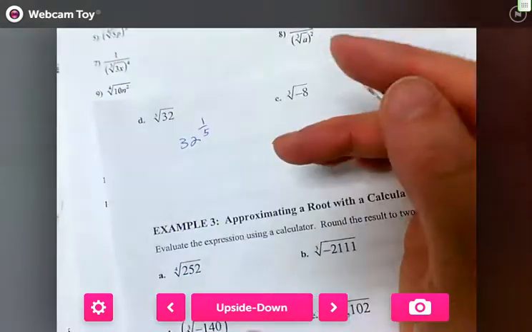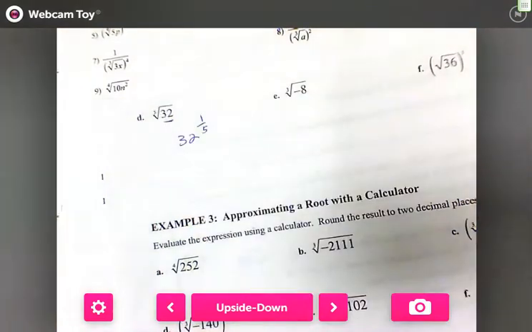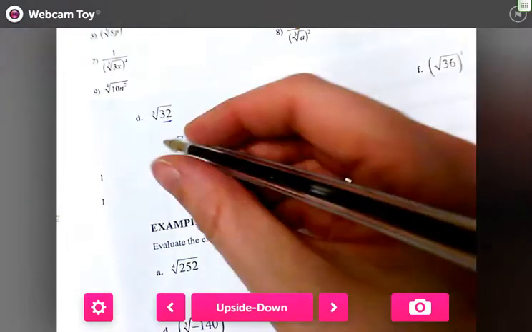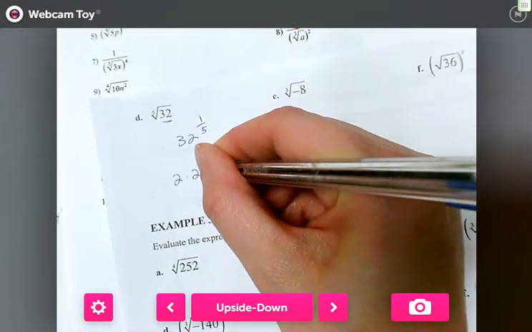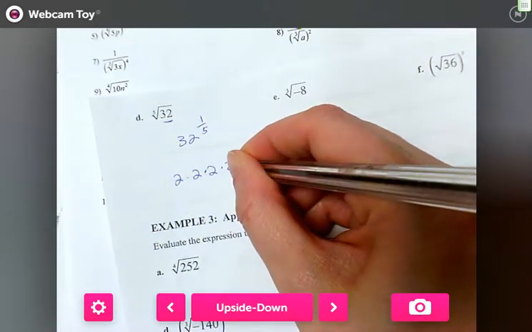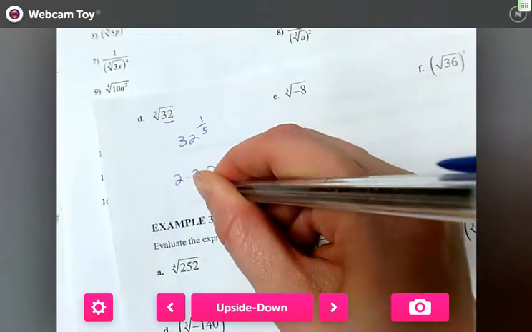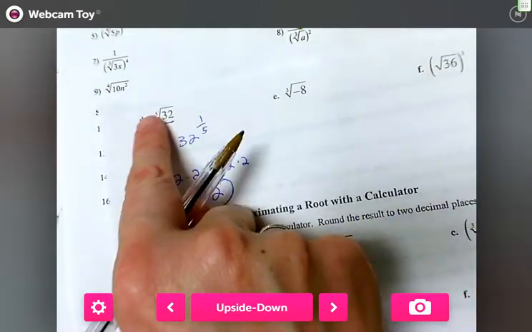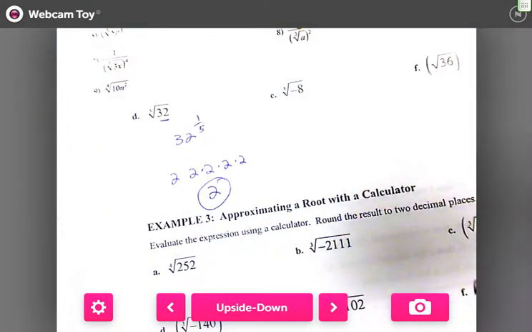So let's talk about this. We know that it is an even number, correct? So I think when it's an even number, let's start with the smallest even number. 2. 2 times 2 is? Times 2 is? Times 2 is? Times 2 is? So my answer is going to be 2. It's an odd number, so it's got to be positive.